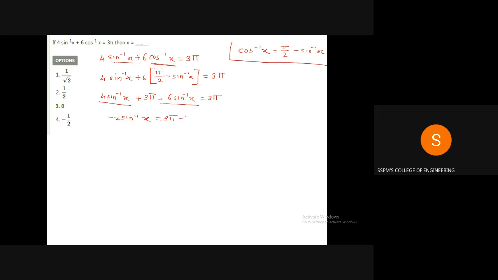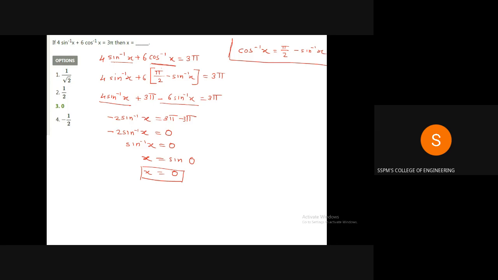If this 3 pi is taken to the right hand side, we will get 3 pi minus 3 pi. Therefore, minus 2 sine inverse x is equal to 0. That is sine inverse x is equal to 0. That is x is equal to what? It is sine of 0. That is x is equal to 0. Okay. Value of x is 0.